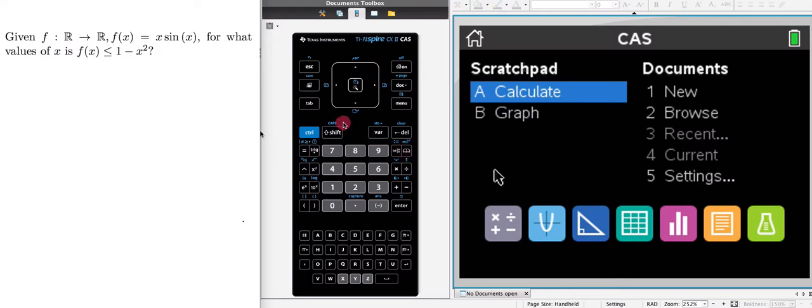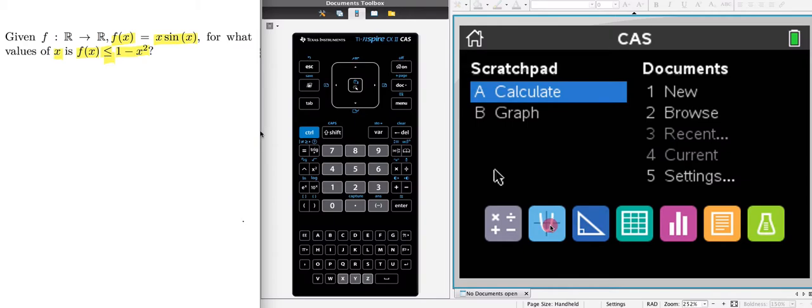So we are trying to answer this question before us, which says, given this function, and our function is f of x equals x sine of x, for what values of x is f of x less than or equal to 1 minus x squared? We're going to answer this question using our CAS and by giving it a graph.